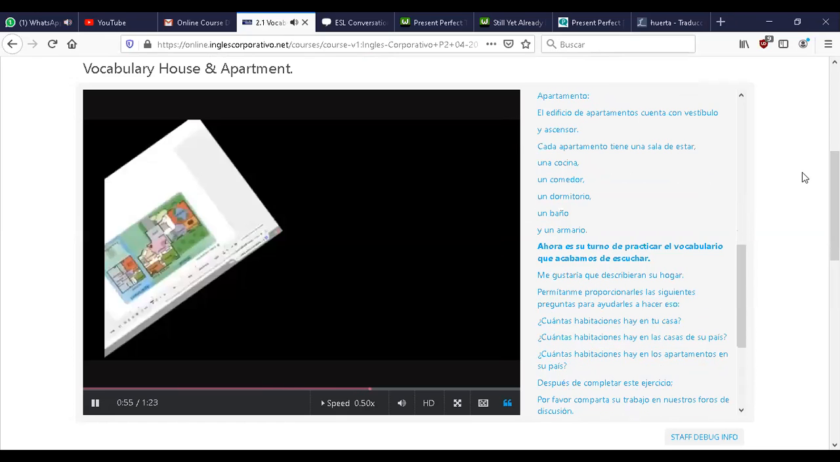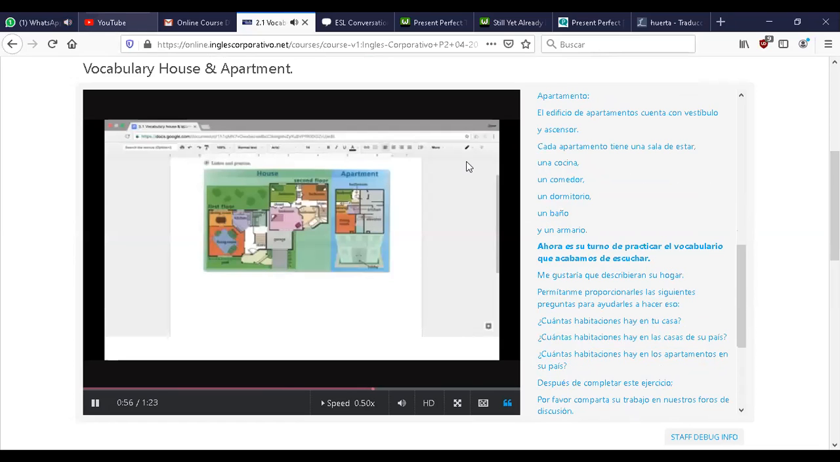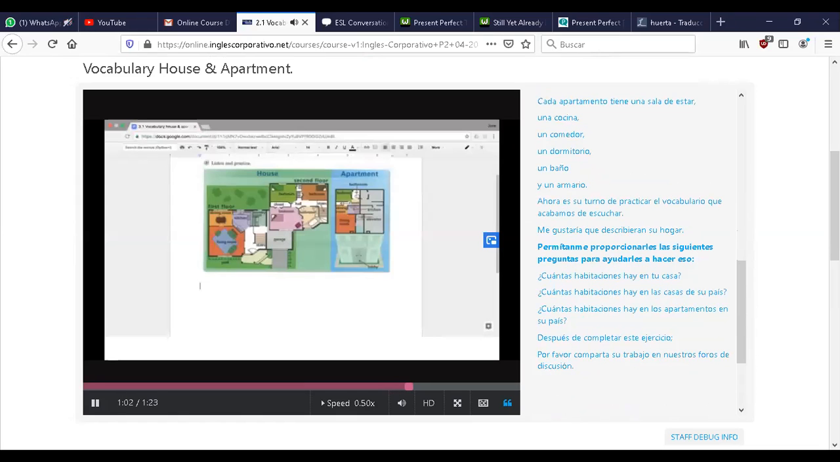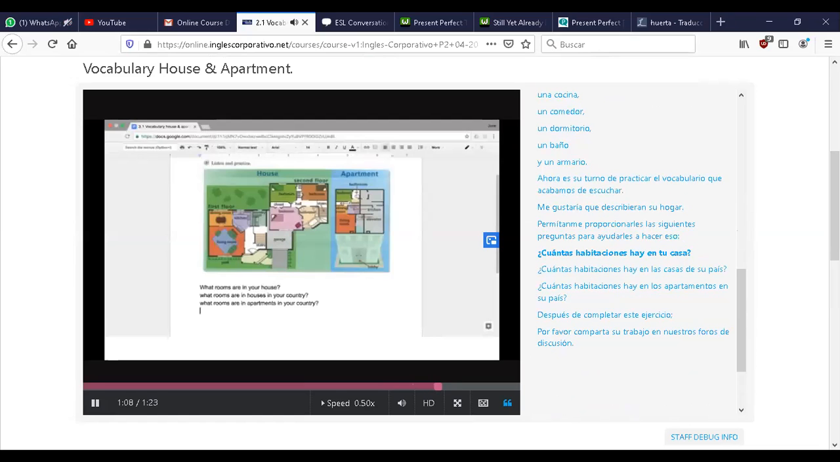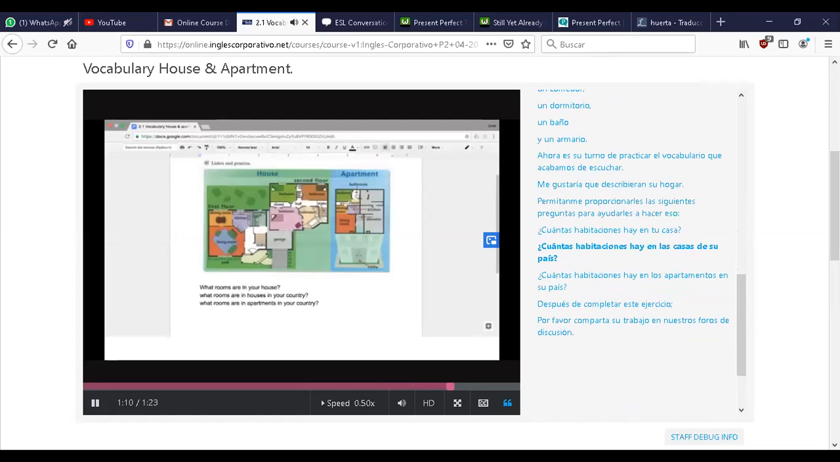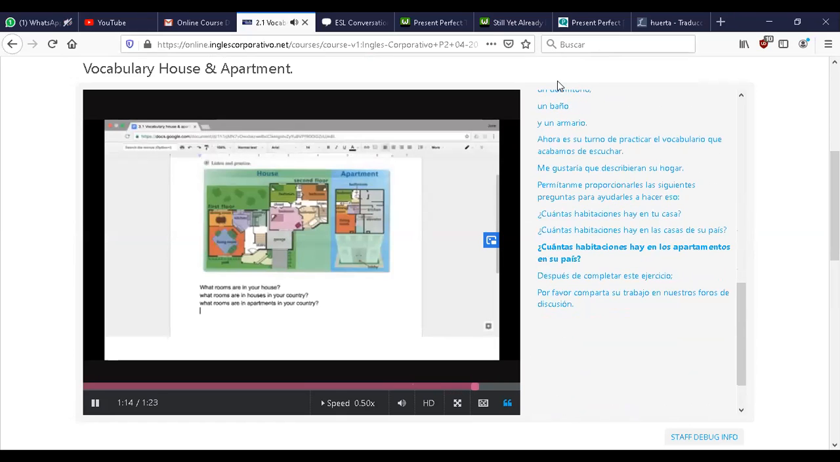Every apartment has a living room, a kitchen, a dining room, a bedroom, a bathroom, and a closet. Now it's your turn to practice the vocabulary that we just heard. I would like for you to describe your home. Let me provide the following questions to help you do that. What rooms are in your house? What rooms are in houses in your country? What rooms are in apartments in your country?